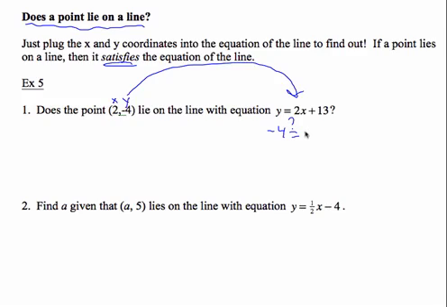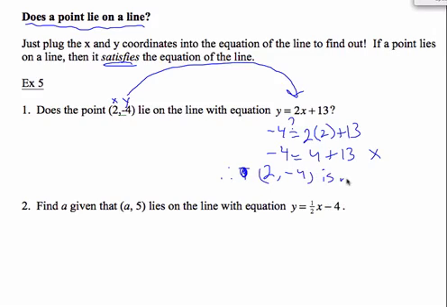I'm going to put a question mark there because we're testing if this is going to be equal. So we have negative 4 equals 4 plus 13. That is certainly not true. So therefore, I could say (2, negative 4) is not on the line.